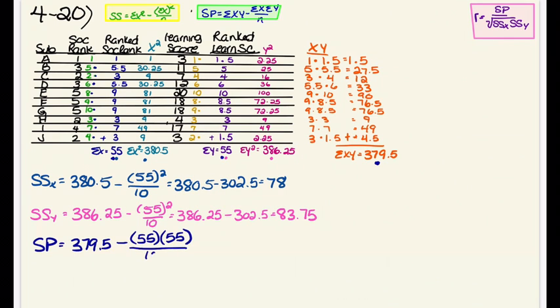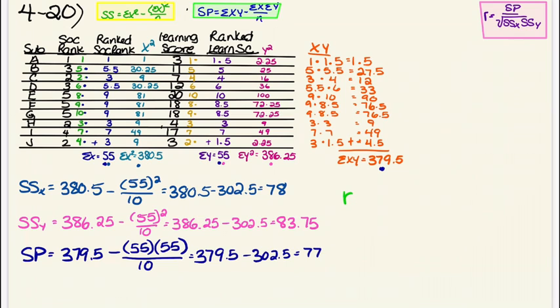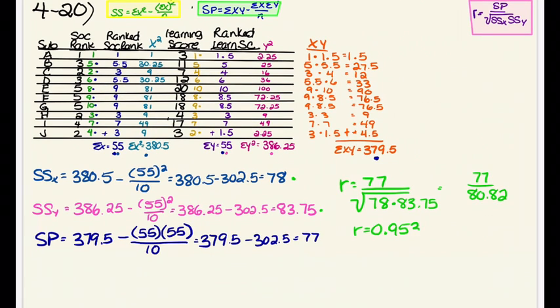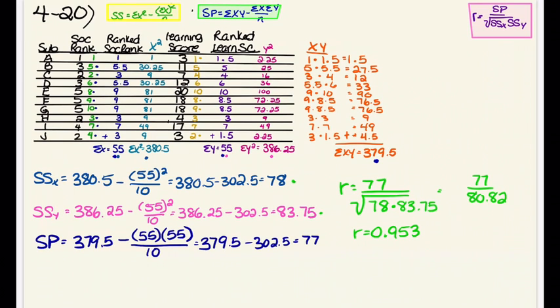We'll come up with a value of 77 and use that to calculate our correlation by taking our sum of products and dividing it by the square root of the sum of squares for X multiplied by the sum of squares for Y. Our correlation of 0.953 is strong and positive.